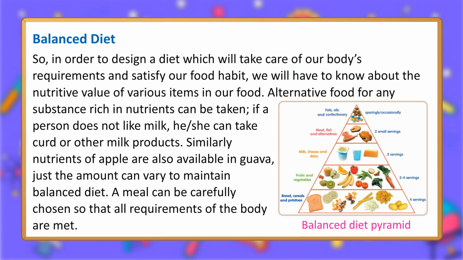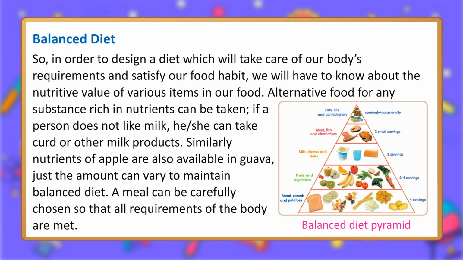Balanced diet pyramid. Fats, oils and confectionery: sparingly, occasionally. Meat, fish and alternatives: 2 small servings. Milk, cheese and dairy: 3 servings. Fruits and vegetables: 2 to 4 servings. Bread, cereals and potatoes: 4 servings.